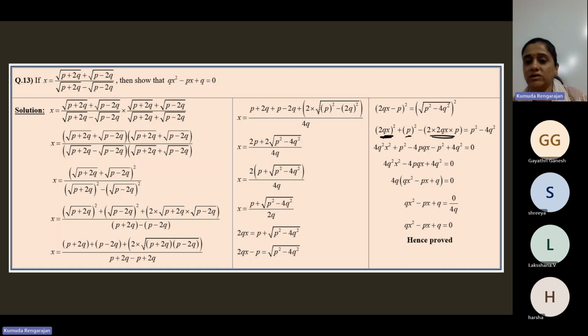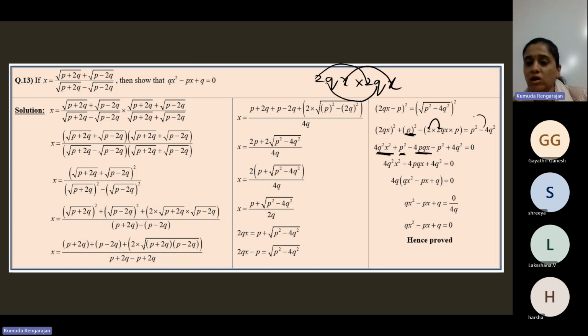All right, is equal to, here the square and the square root are eliminated. So we have this. You just have the terms free from the square root: p square minus 4q square. Now, this one is 2 squared, which is 4q squared x squared. See, 2qx into 2qx: 2 squared is 4, q into q is q squared, x into x is x squared. Then p squared, and 2 into 2 is 4pqx.